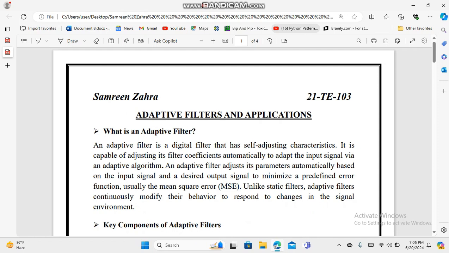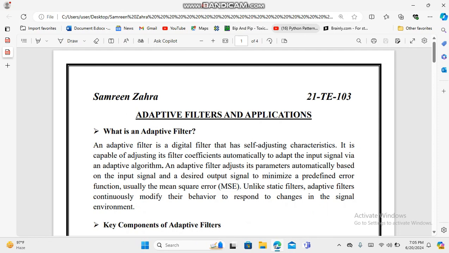I am here to present upon the topic adaptive filters and an application. In this topic, I will discuss what adaptive filters are, what the key components of adaptive filters are, the basic block diagram, what the common algorithms used in adaptive filters are, and at last we will discuss the applications of adaptive filters.